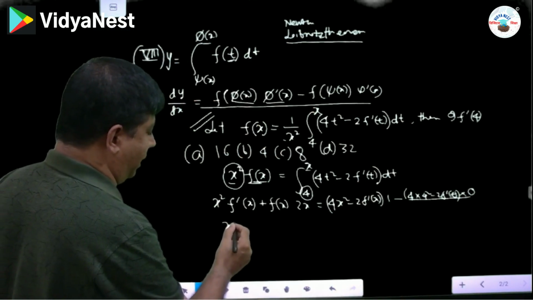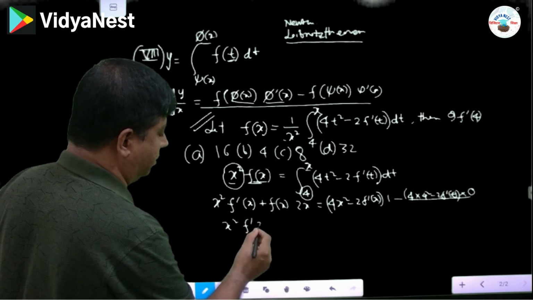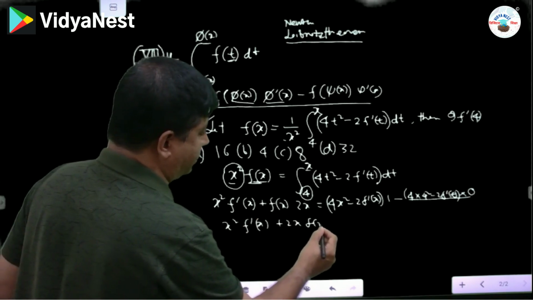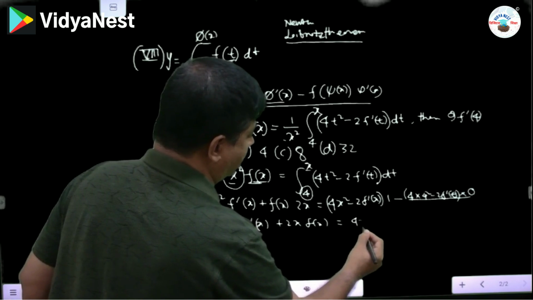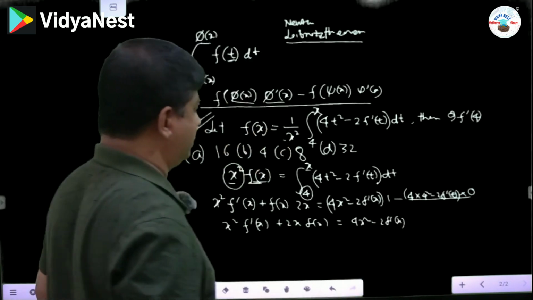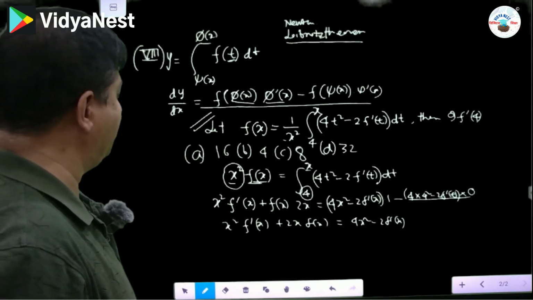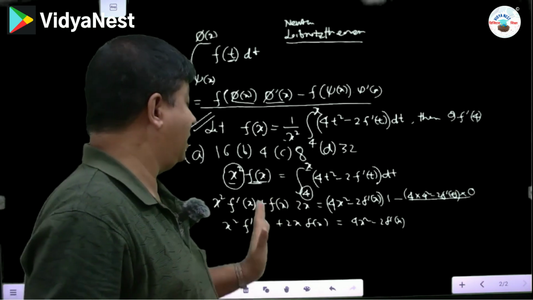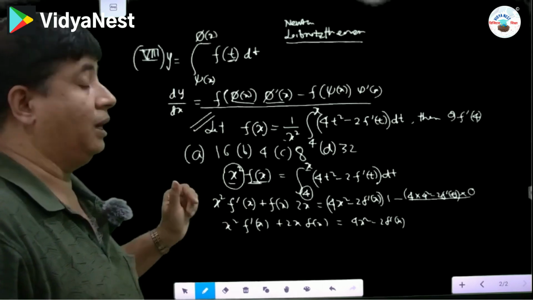So x square f dash x plus 2x f(x) is equal to 4x square minus 2 f dash x. So using Newton-Leibniz theorem, we have got the expression in terms of f(x) and f dash x.